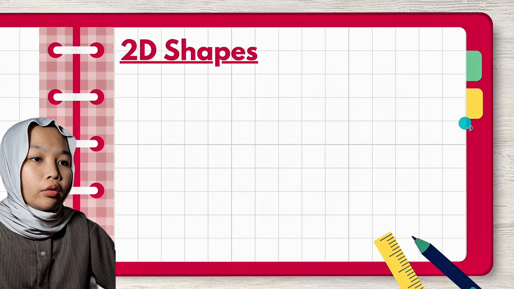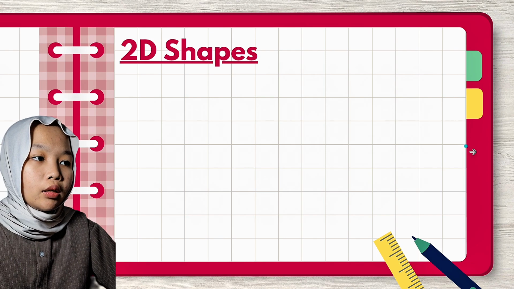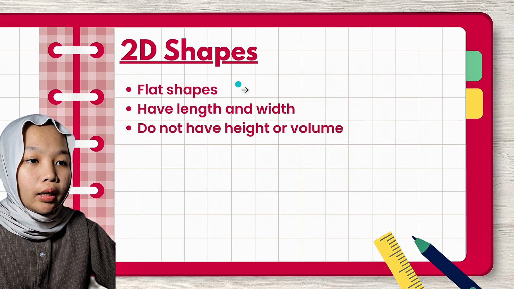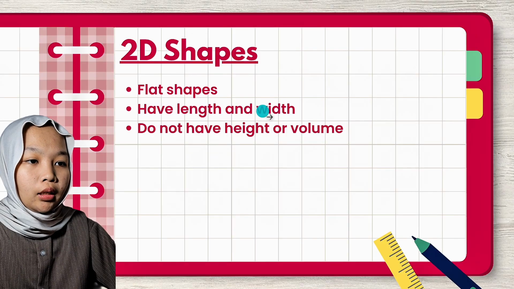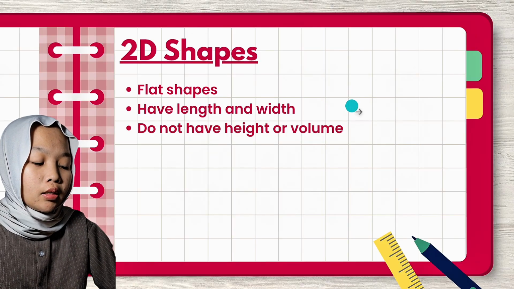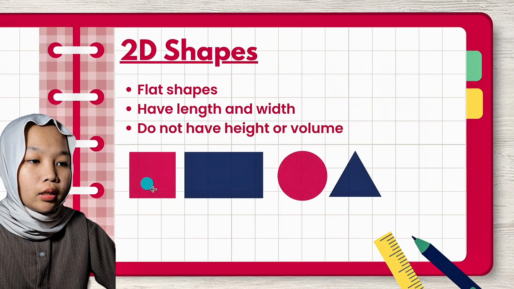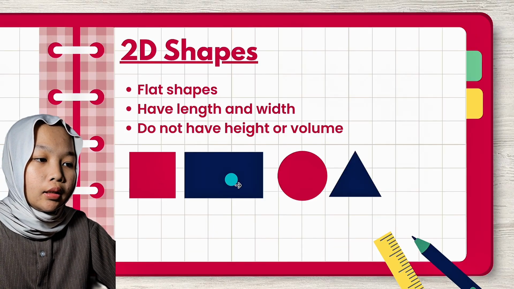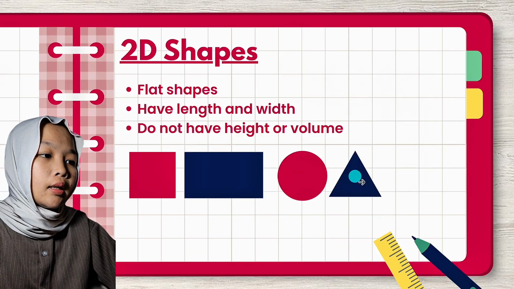So next I'm going to tell you about 2D shapes. So what is a 2D shape? A 2D shape is a flat shape, and it has length and width, and it doesn't have height or volume. The examples are like this. This is an example of 2D shapes. This is a square, this is a rectangle, this is a circle, and this is a triangle.